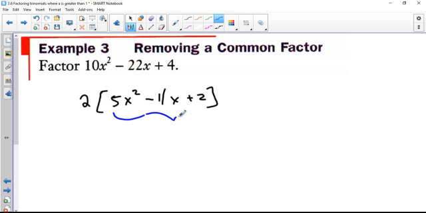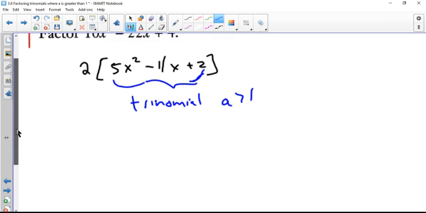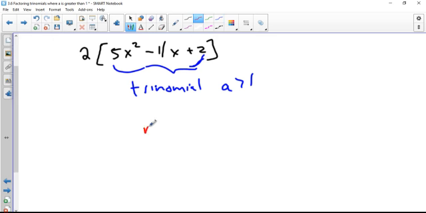At this point, this is just a trinomial where a is bigger than 1. So this is just looking at that line method. Okay, so same approach as before, multiplies to 10 and adds to minus 11.